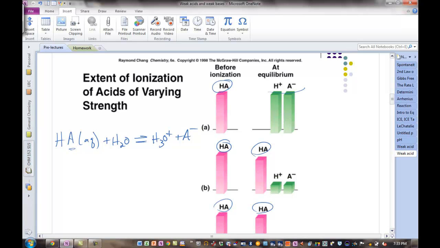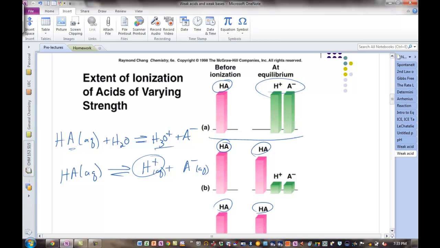Now, you will see this written like this, and I don't like it. It's really not showing it as an acid-base reaction. It's just showing the acid ionizing and breaking apart into H+ and A- in solution. So sometimes we will use H+ as shorthand for H3O+, but I prefer that you write the acid reacting with water as the base to produce hydronium and the conjugate base.